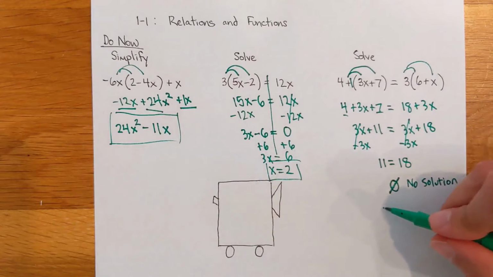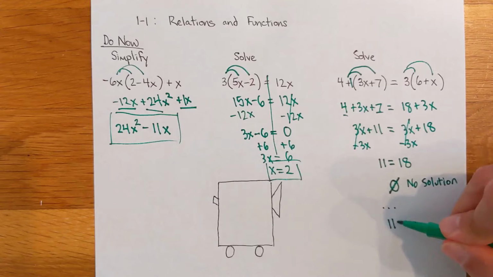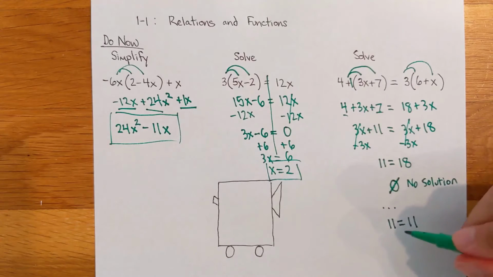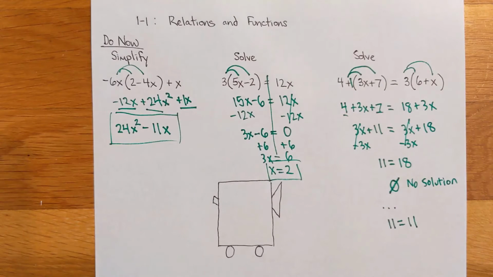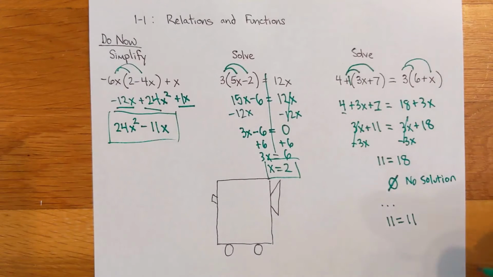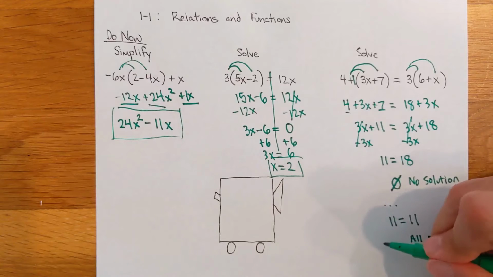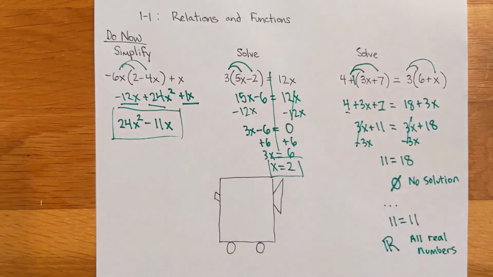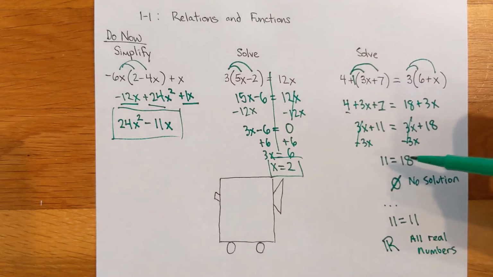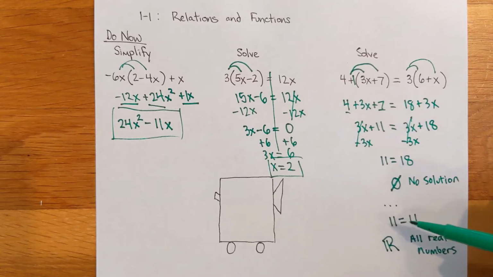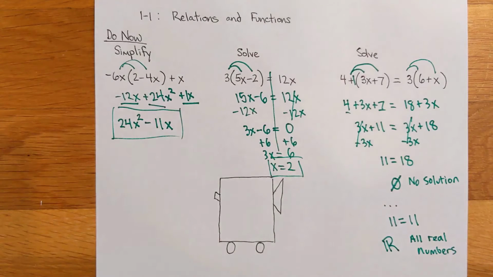Now let's say I did the same sort of problem, but I got like 11 equals 11. This is actually a true statement. And sometimes people will want to say like all solutions or something like that. The fancy math way for this is called all real numbers. And the symbol for all real numbers is like a capital R, but it has 2 lines instead of just 1. So if your variables cancel and it doesn't make sense, like here, no solution. If they cancel but it does make sense, you say all real numbers. And that's the end of our do now.